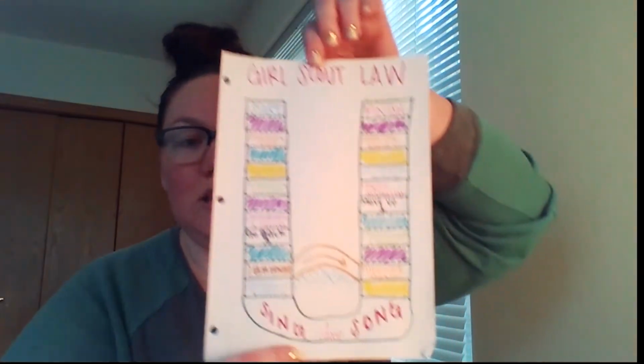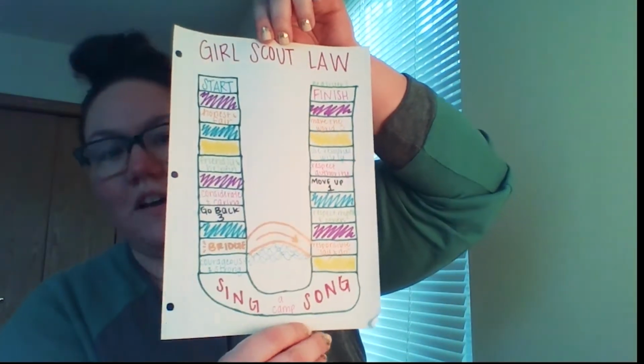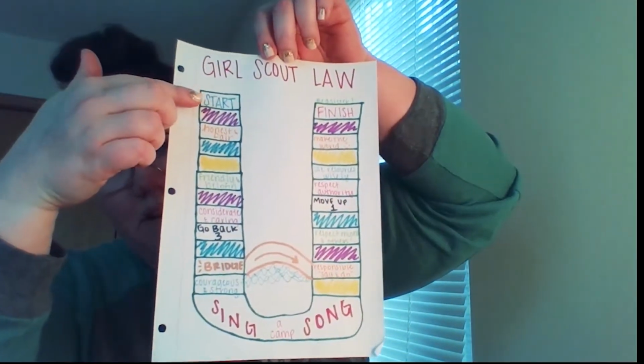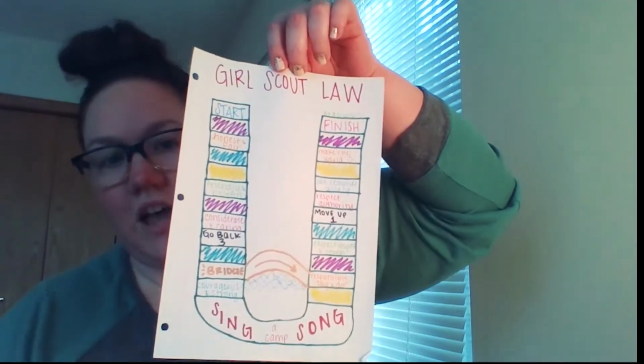The idea I came up with for my game is called the Girl Scout Law game, and I wanted to be able to learn and teach others about the Girl Scout Law. I drew my game up on a piece of paper, but I think what I want to do is get a big poster board, or you can use cardboard, anything around your house to make your own board game. My board game looks like this. I made it into a fun U shape. So here's my starting point and my finish line.